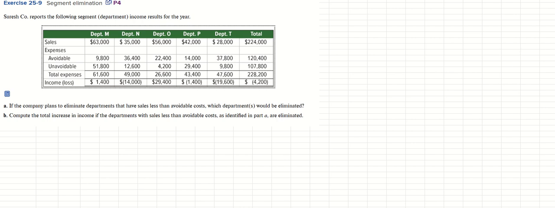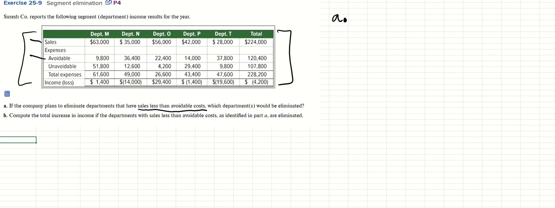So for letter A, it says if the company plans to eliminate departments that have sales less than avoidable costs, which departments would be eliminated. We see here we've got departments M, N, O, P, T. Out of these departments, we have to figure out which would be eliminated based on avoidable costs being greater than sales. I'm going to put letter A over here.